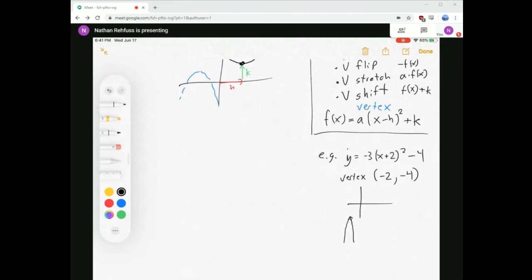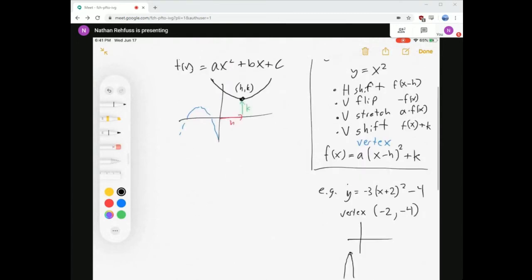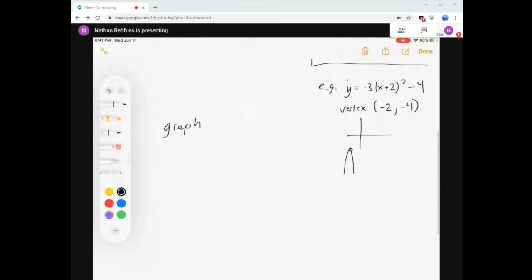How do I get from one form to the other? Well, I'd have to complete the square. So for example, if I wanted to graph, let's say y equals x squared plus 6x plus 10.